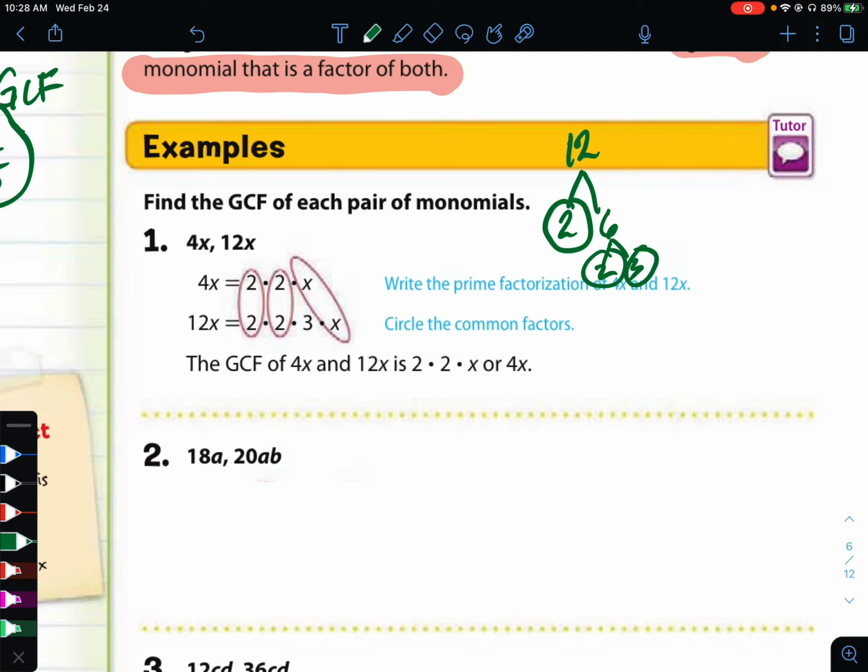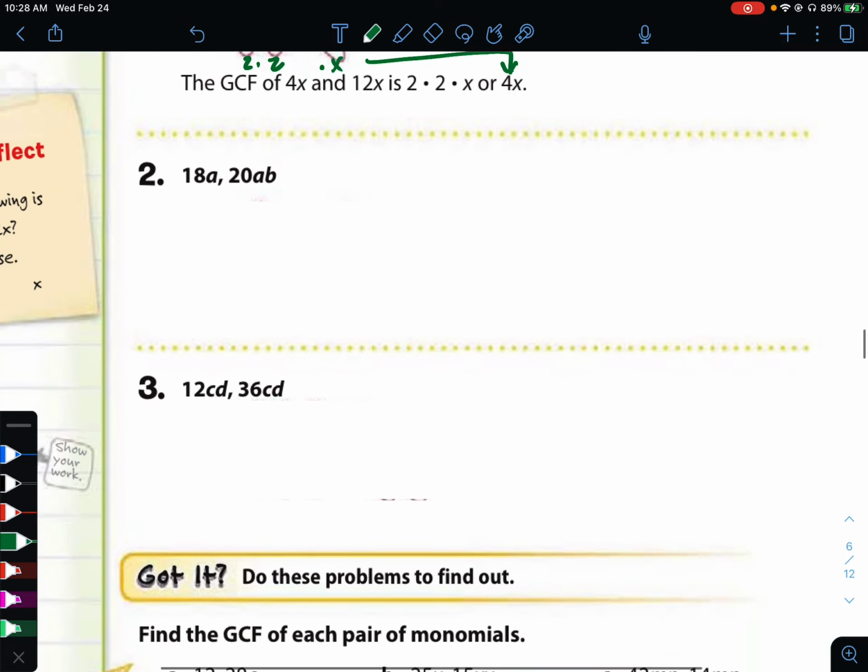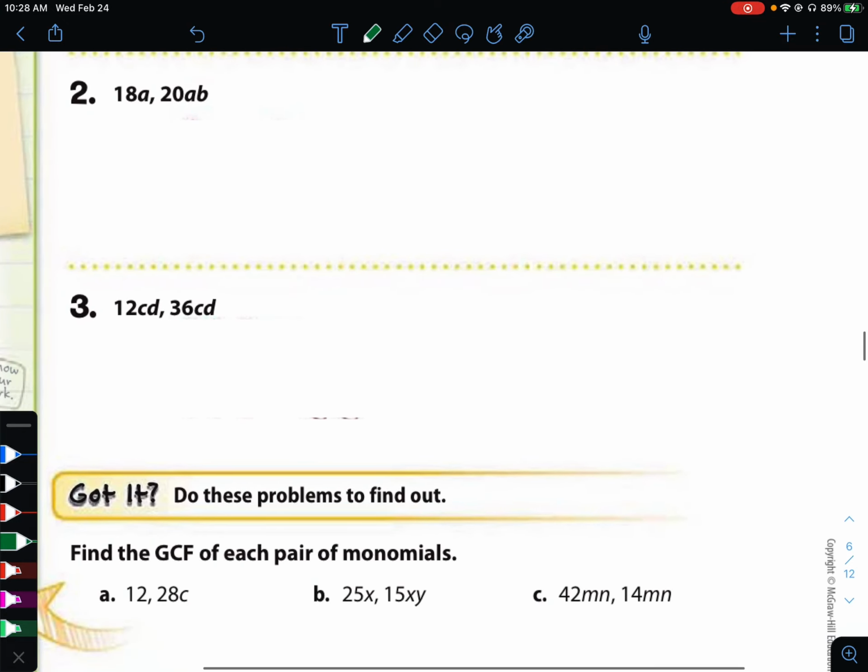Again, let me write that down. 2 times 2 times x is the same as 4x. Take a look at example number 2, 18a and 20ab.